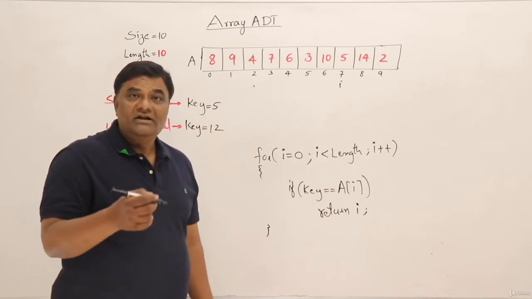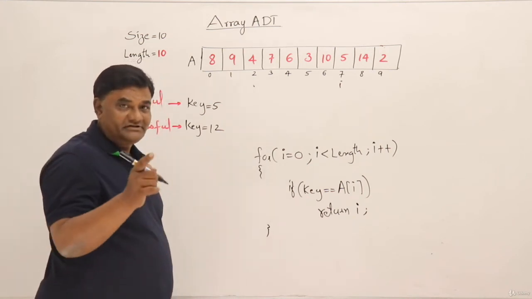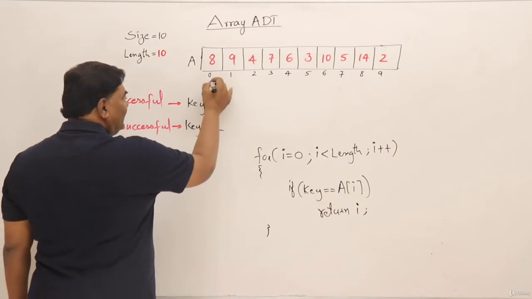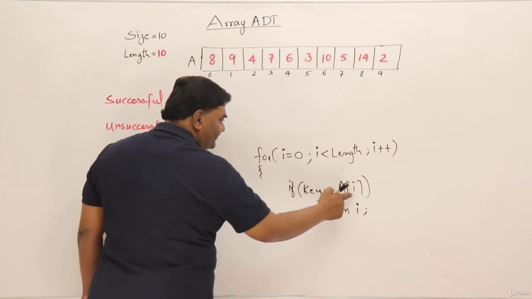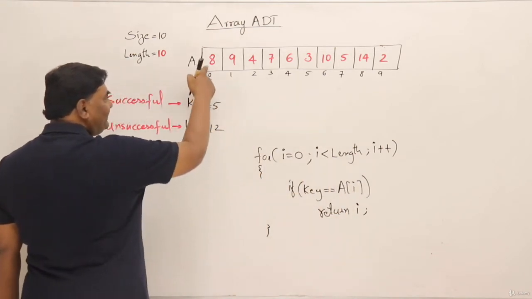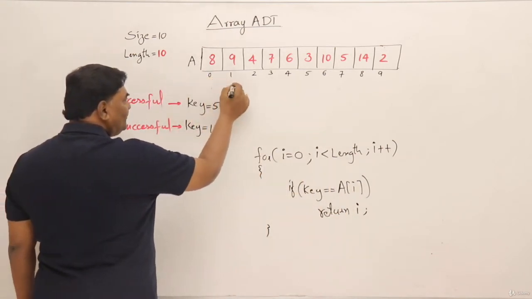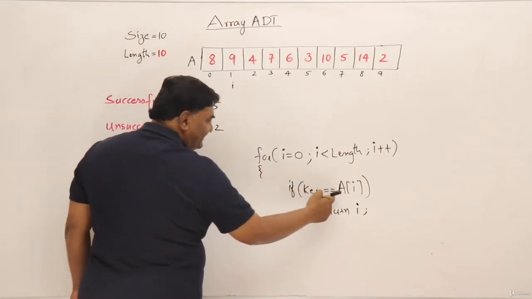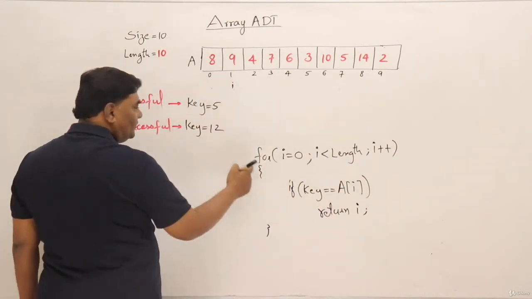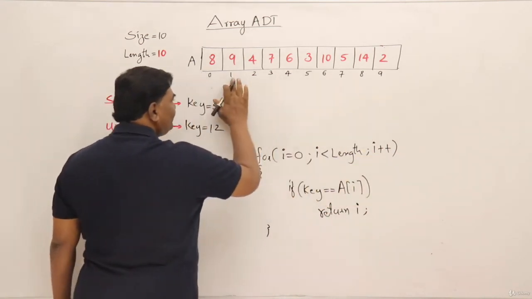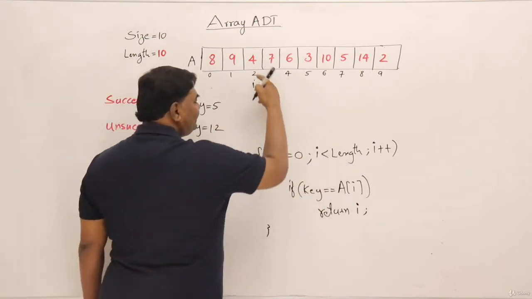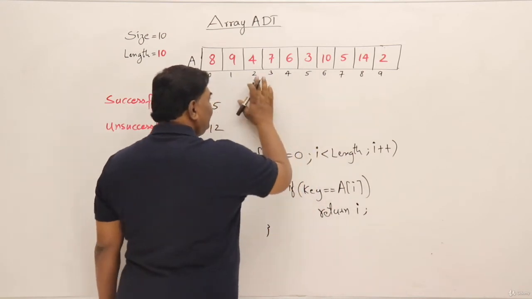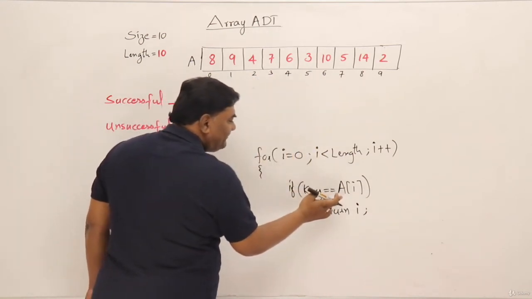Now what happens in case of an unsuccessful search? Let us see. Initially i is 0. Suppose we are searching for 12. First it will check if key is equal to A of 0. 12, is it equal to this one? No. Then i will move to the next element. Then check key is equal to A of 1? No. Then again i plus plus, i moves to the next element. Then again check 12, is it equal to A of this? No. So in this way it will continue and this condition will never be true.